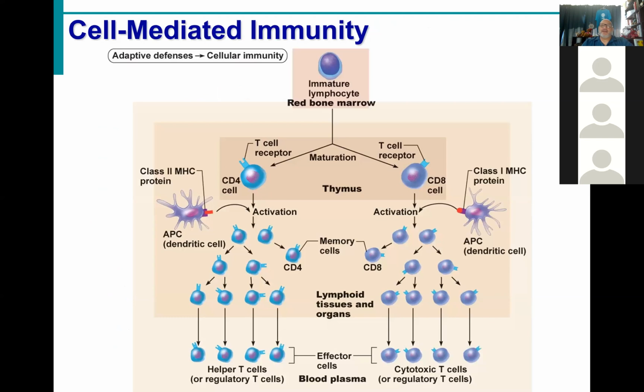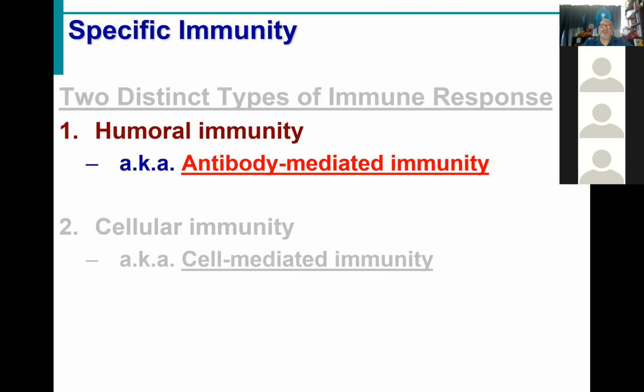All right, so that is our cell-mediated immunity and everything that goes along with that. What we need to talk about next is our humoral immunity. This is a good natural stopping point. It's a little bit early, but this is a good natural stopping point.